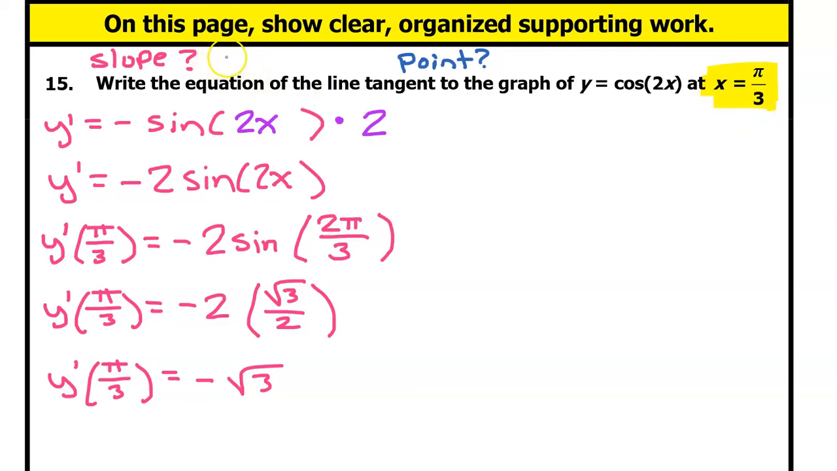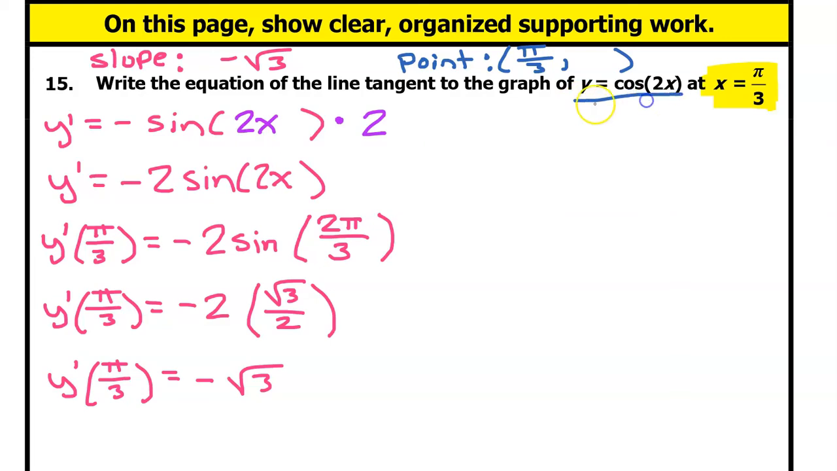So we found the first thing we need. The slope is negative radical 3. Now we need to find the point. Well, we have half of the point already. We know that the x coordinate is pi over 3. So let's go ahead and write that down. Pi over 3, comma, something. All we need is the y value.